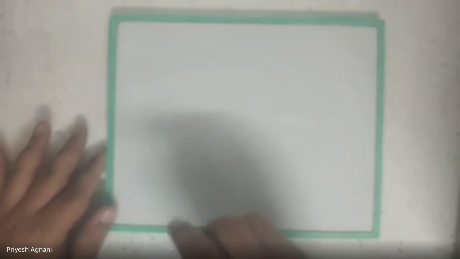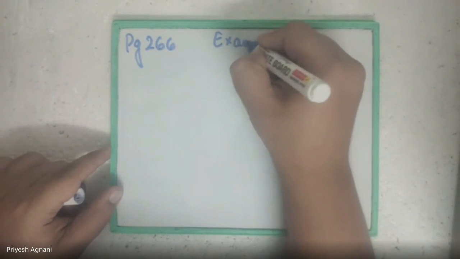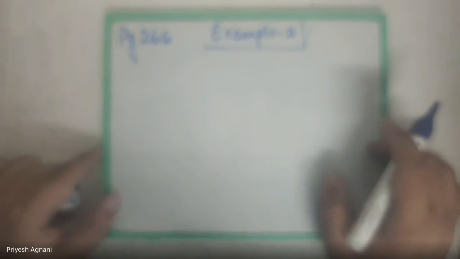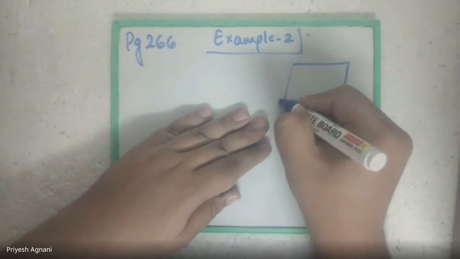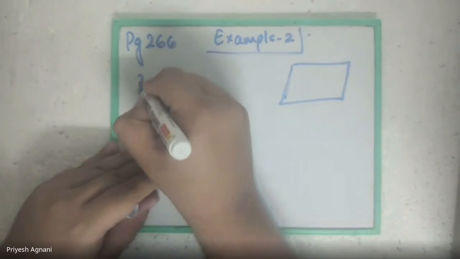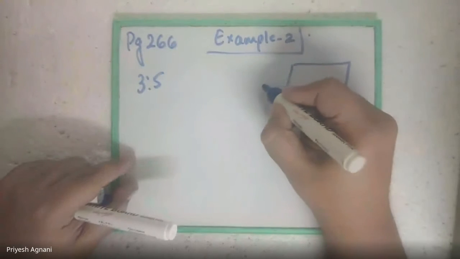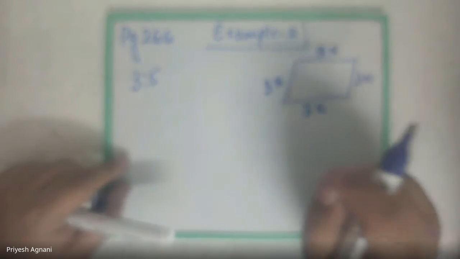Come down to page number 266. Page 266, example number 2. एग्जाम्पल नंबर 2 में क्वेश्चन क्या दिया गया है? द रेशियो ऑफ द टू साइड्स ऑफ द पैरेललोग्राम इज इन द रेशियो ऑफ 3:5. ठीक है, फर्स्ट ऑफ ऑल वी ड्रॉ द पैरेललोग्राम. यहाँ पे अगर 3:5 है, एक चीज याद रखें, 3:5 का मतलब क्या होता है? यहाँ पे हो जाएगा 3x और ये हो जाएगा 5x. रेशियो वाले क्वेश्चन इस तरह सॉल्व करते हैं. 3:5 मतलब 3x और 5x.